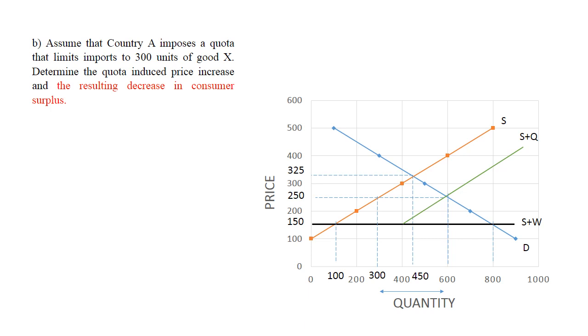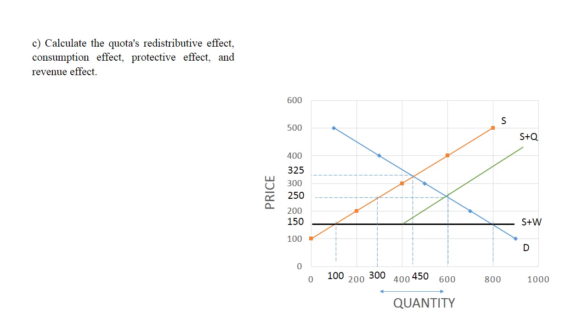The formula, this is a trapezium shape. So the formula is 1 over 2 times 600 plus 800 times 100, then you will get 70,000. So the size of this area is equal to 70,000. This is the resulting decrease in consumer surplus. Now we move to question C. Calculate the quota's redistributive effect, consumption effect, protective effect, and revenue effect.